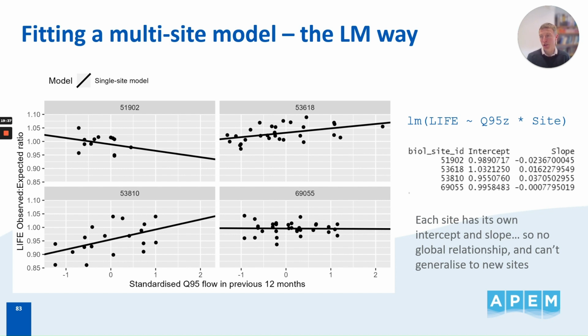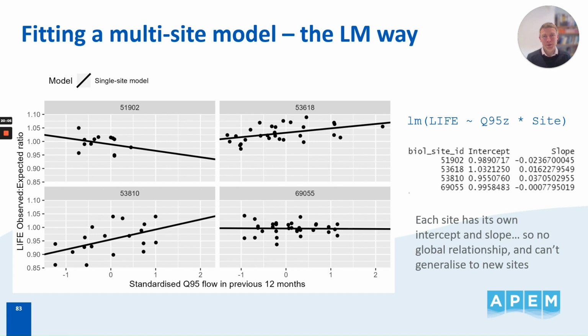Now, this approach works fine if we want to directly sort of compare and contrast these four sites. So if, for example, we want to know whether site A has a steeper slope than site B, then this kind of model is a very appropriate way of doing that. And we can formally test these different slopes and intercepts to see how these four specific sites sort of measure up to each other.